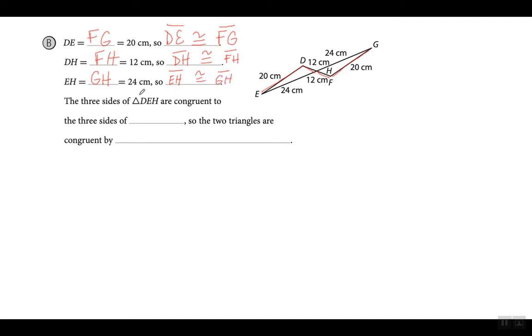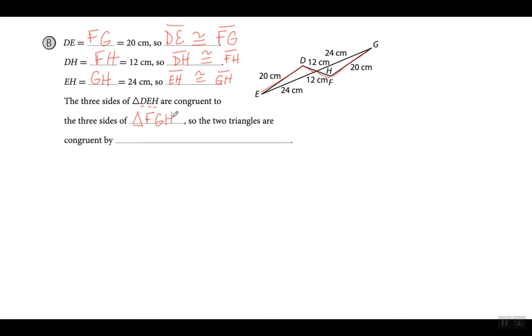The three sides of triangle DEH are congruent to the three sides of triangle. Here you got to make sure to put the order of the letters correctly. DEH is going the 20 side first and then the 24 side. All right, so on the other triangle, it would be FGH.